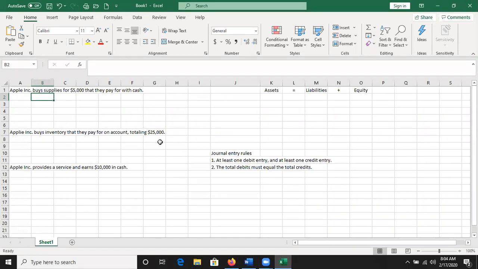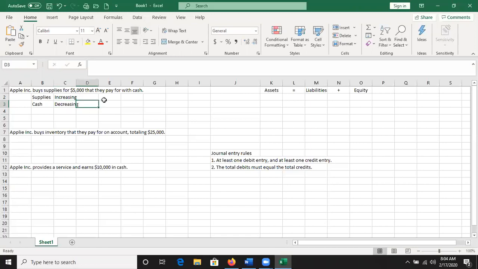Next, what we do is we tackle each individually. We have supplies and cash. Our supplies, is the balance of our supplies account increasing by $5,000 or decreasing? Well, if we're buying supplies, we're getting more supplies, so the balance of supplies is increasing. Now let's look at cash. If we're paying for something with cash, is our bank account balance with all our cash increasing or decreasing? It's going to be decreasing because it's going out.